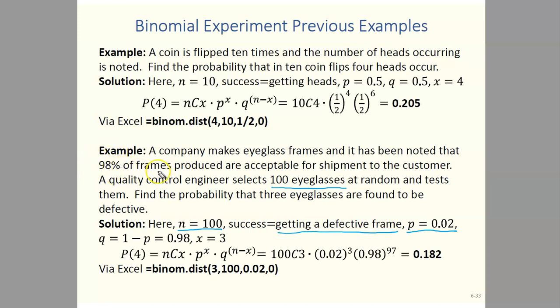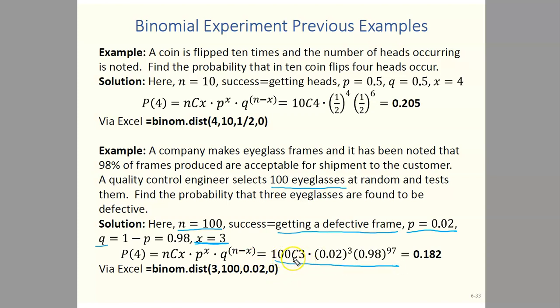So if you reach in and grab an eyeglass at random, the probability of getting a defective one is 2%, or 0.02 probability. The probability of failure is getting a good eyeglass frame, so that's 98%, or 0.98, which you also get by going 1 minus p. And the number of successes we're looking for is 3. So there you go. We have n, p, q, and x. We just have to plug them into our binomial formula right here, and here is our answer.